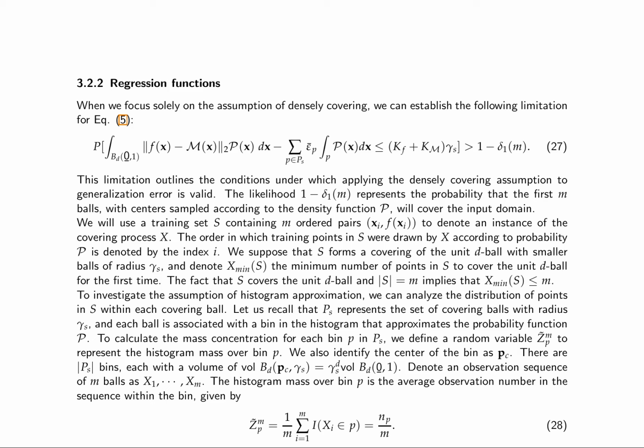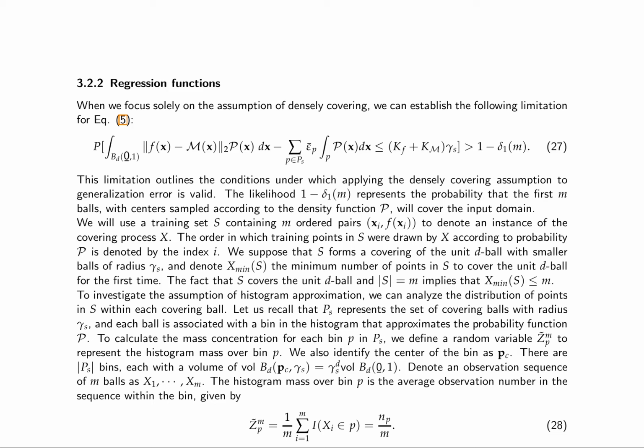The authors establish a limitation for the densely covering assumption in EQ 27, outlining the conditions under which applying this assumption to generalization error is valid. This limitation is based on the likelihood that the first m balls, with centers sampled according to the density function p, will cover the input domain.